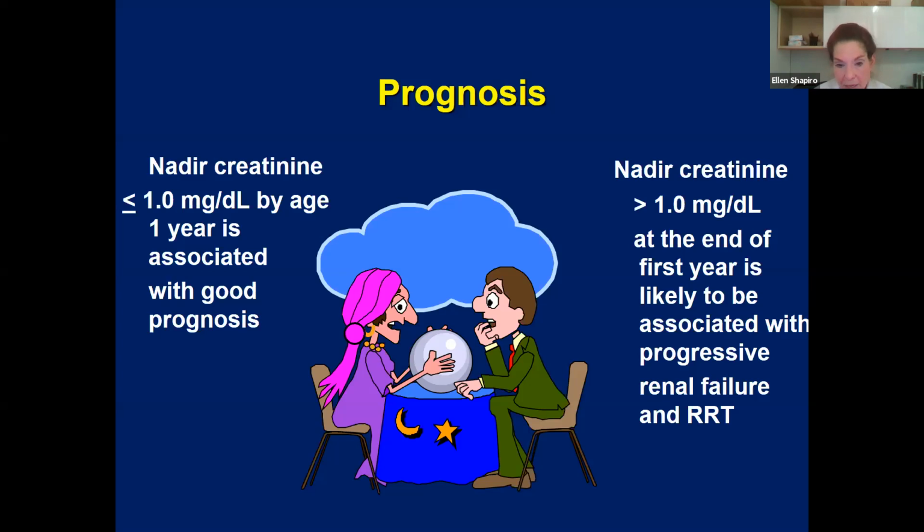Prognosis. I've had this slide for so many years, and the number changed from 0.8 to 1.0. But importantly, the nadir creatinine at a year needs to be 1 or less than 1. The lower the better, of course, and that's associated with good prognosis. When it's greater than 1, it's usually associated with progressive renal failure and the need for replacement therapy.